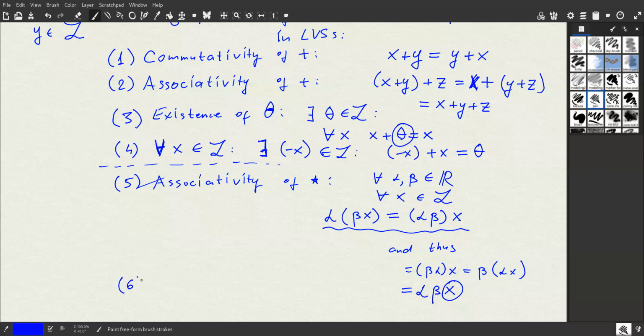Number 6 is an axiom which states about multiplication that 1x, where 1 is a real number, x is an element of our vector space, 1x is obviously equal to x. But again, this cannot be derived from any other axioms. This needs to be postulated as a fixed axiom of a linear vector space. 1x equals x. Okay?